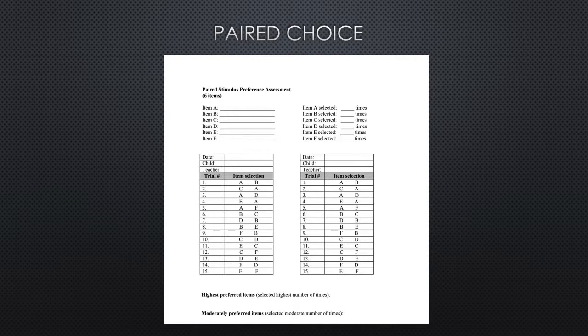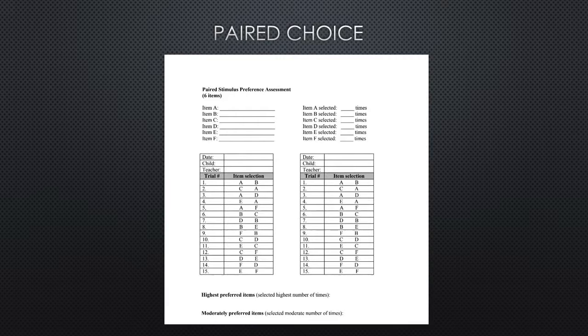Here's an example of a data sheet you could use for a paired choice preference assessment. Note at the top that you have the predetermined stimuli that you're going to present. Below, you have the different trials. What's great about this data sheet is that it's already randomly paired for you. So you would just have to match the letter with the item that you're using, and it's already done right there for you. The top right is outlined with the hierarchy.